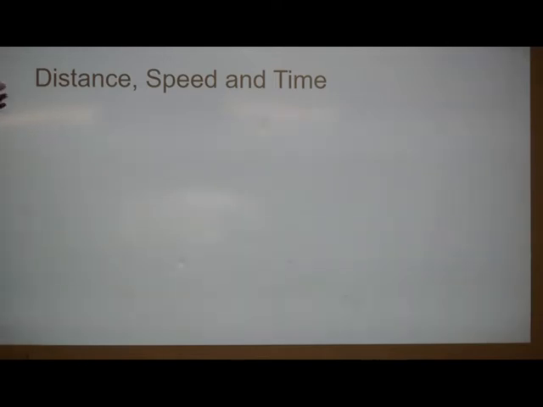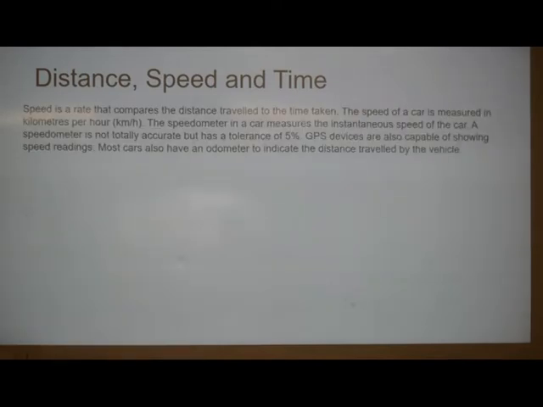Alright, so there's our heading. Today's date is the 4th of the 2nd. Distance, speed and time. So you can write this down if you want. You can wait for the PowerPoint to come up.